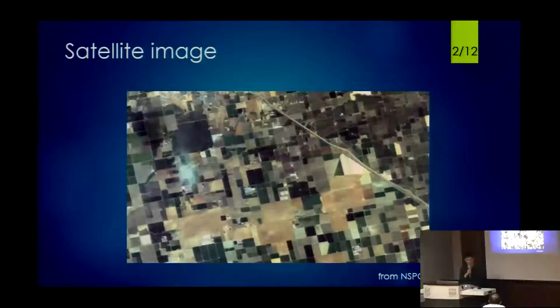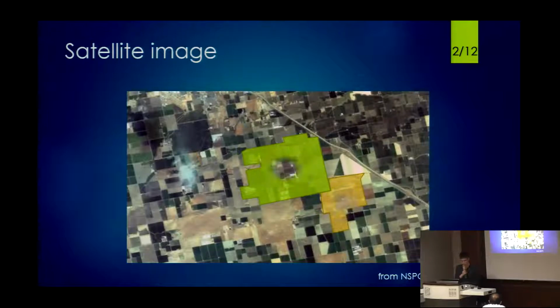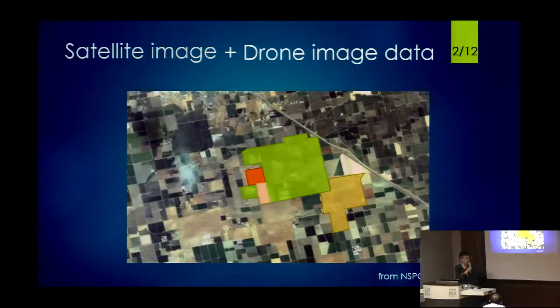Okay, look at this picture. This is a satellite image from Formosa 5. In past research, we can classify many classes, such as vegetation and water or soil. But we can do within-class classification, such as dense vegetation or sparse vegetation. So if we add drone image data, we can do this.